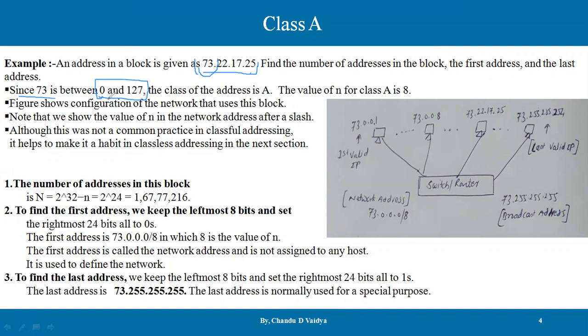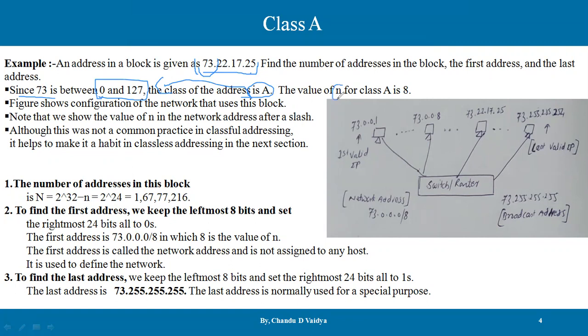So this 73 belongs in between 0 to 127. It means the range of this particular IP address will be class A. Why is it so? Because it is in the range 0 to 127. So if this IP address belongs to class A, we can easily calculate the value of small n.